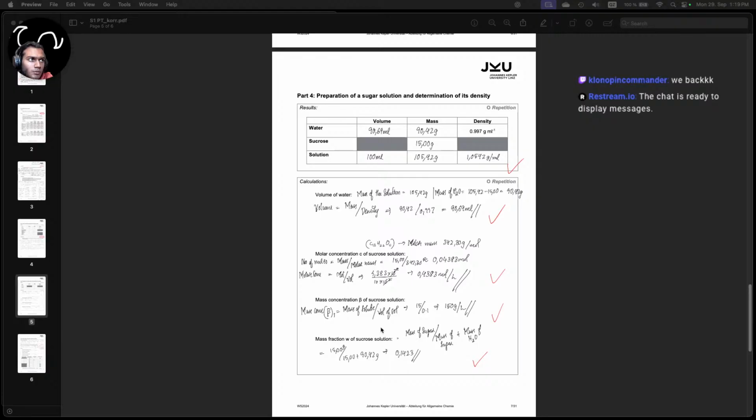Mass of solute by volume of solution. Yeah, that makes sense. 15 by 0.1, 150 gram per liter. Okay, makes sense. Mass concentration, mass fraction of sugar, sucrose solution.